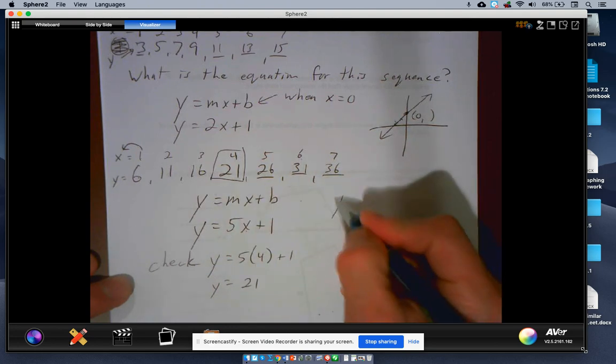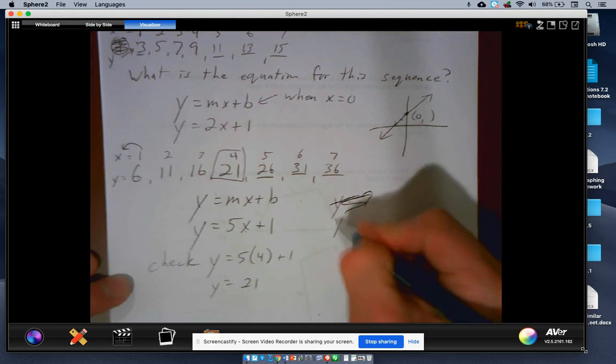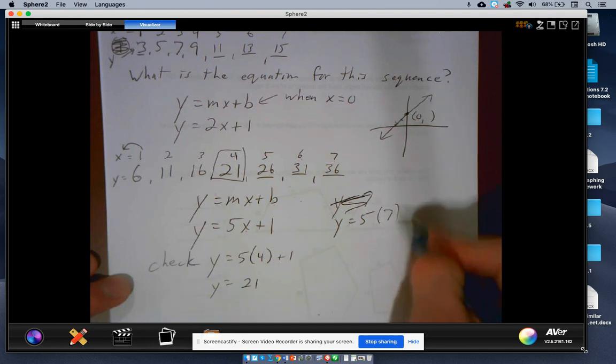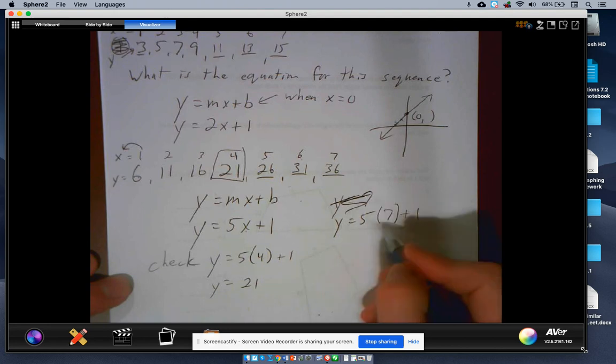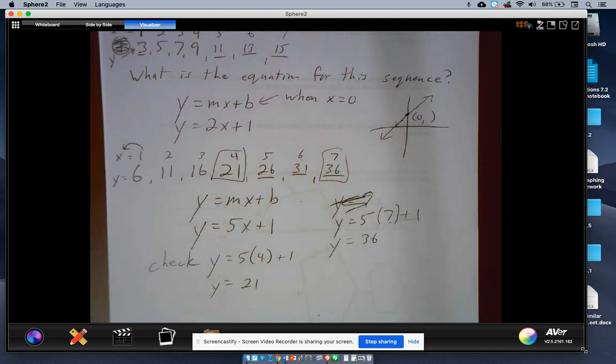All right, y equals, let's check the seventh term. Y equals 5, we're using 5. I'm going to put in a 7 for the seventh term plus 1. So when x is 7, I should get 36. And is that the case? When I put in x is 7, I do get 36. So this is the equation for that sequence.